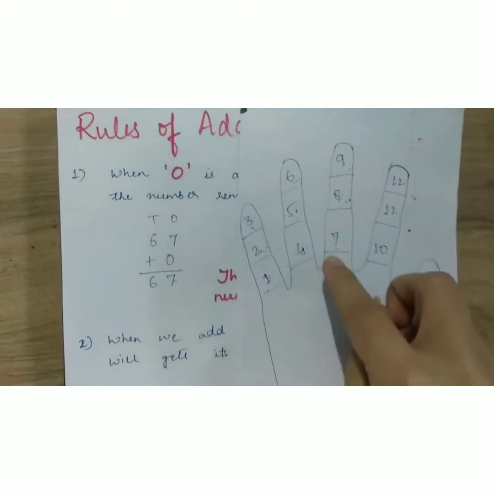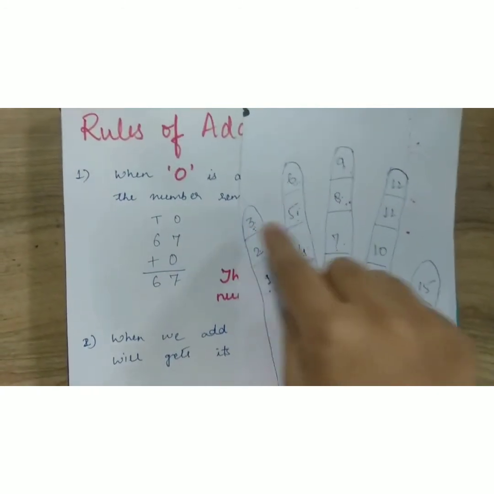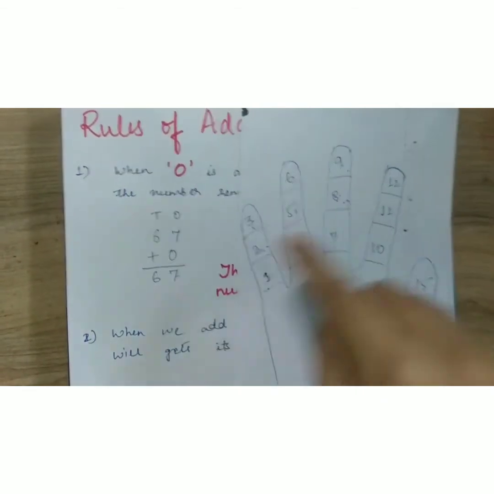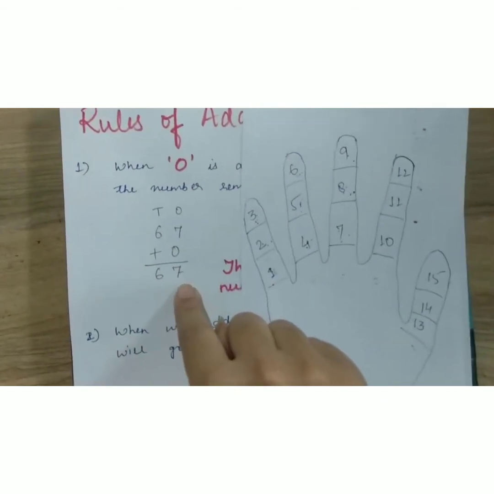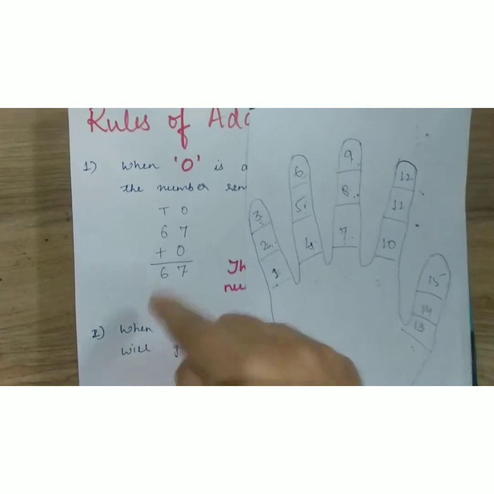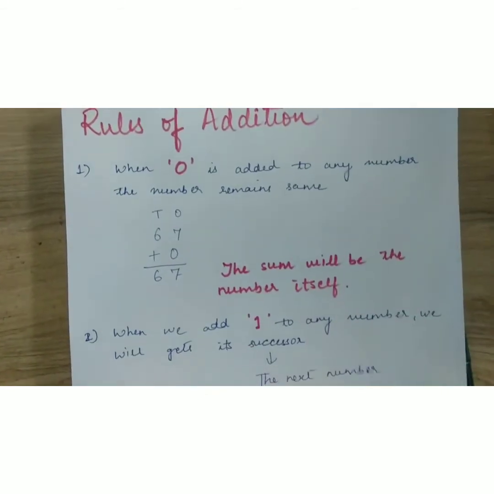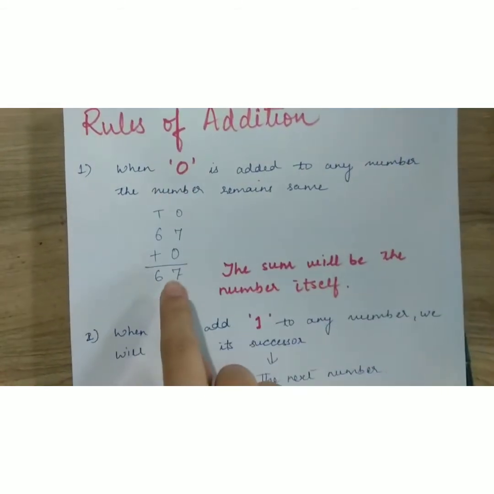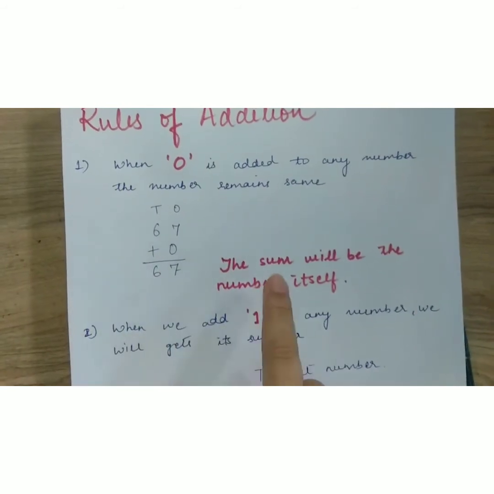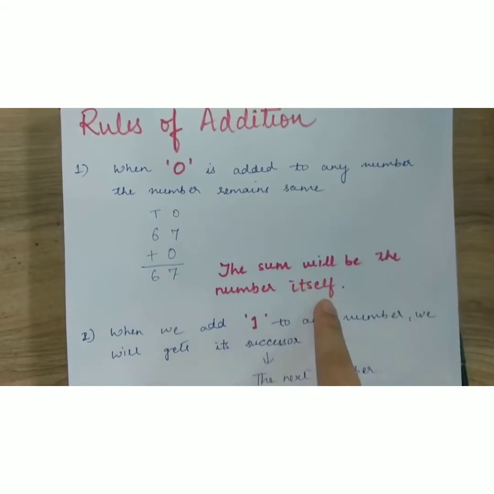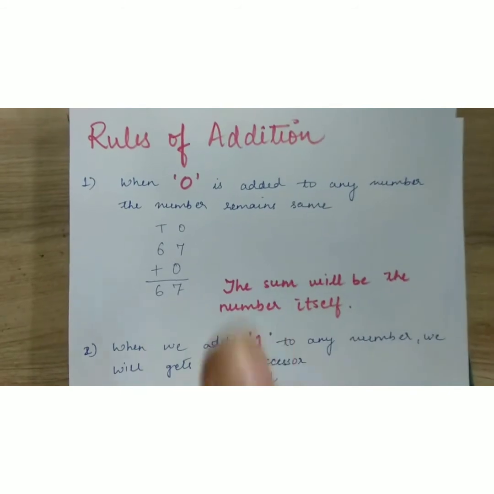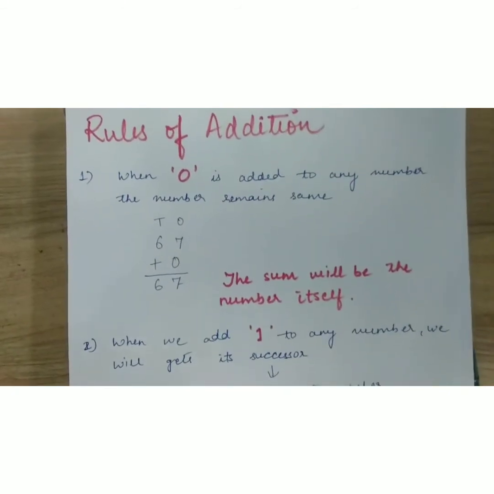Now let's count it again. 1, 2, 3, 4, 5, 6 and 7. So 7 plus 0 will give you 7 and 6 is simply copied down. So if 0 is added to any number, the sum will be the number itself. Understood? This was the first rule of addition.